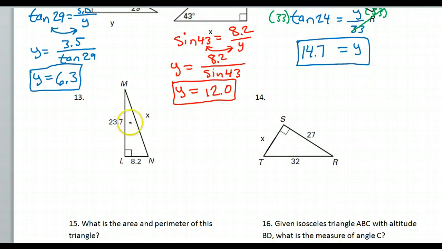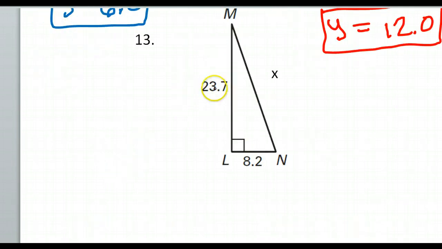Number 13 is a little bit different because we aren't given either of these two angles at first. So for that reason, we need to start by doing the Pythagorean theorem. So if I want to find x here, I'm going to do the Pythagorean theorem. A squared plus b squared equals c squared. And x is the hypotenuse here. So that means x squared should equal 23.7 squared plus 8.2 squared.